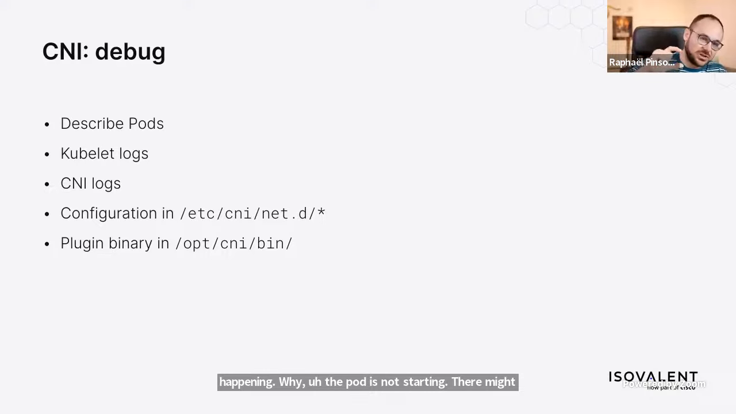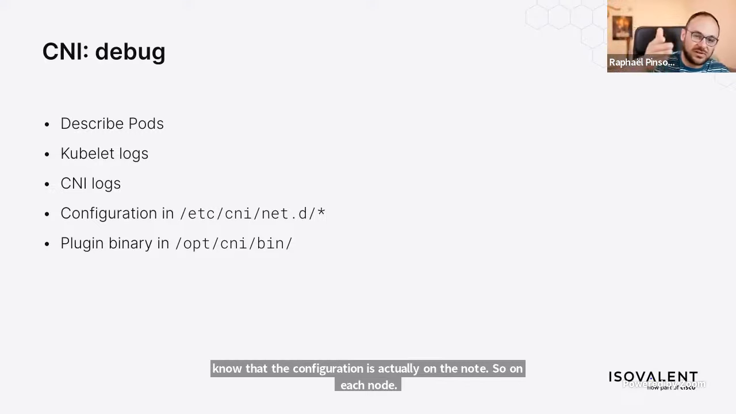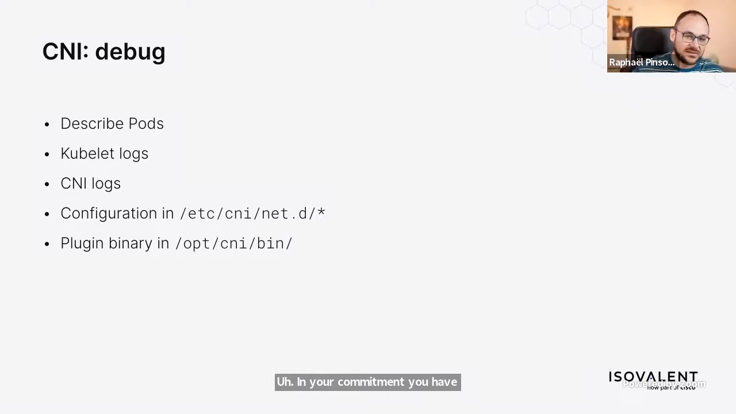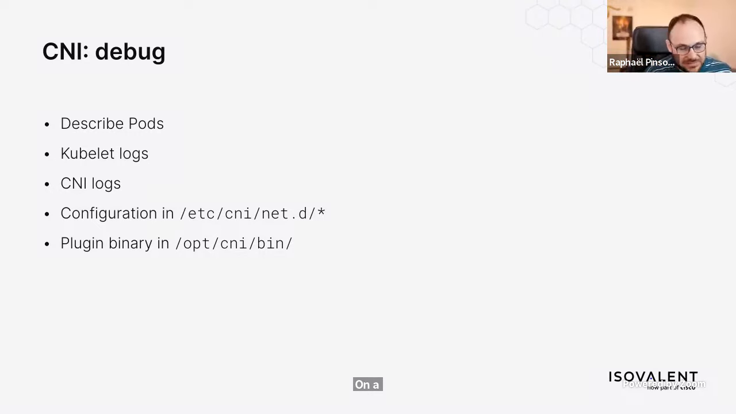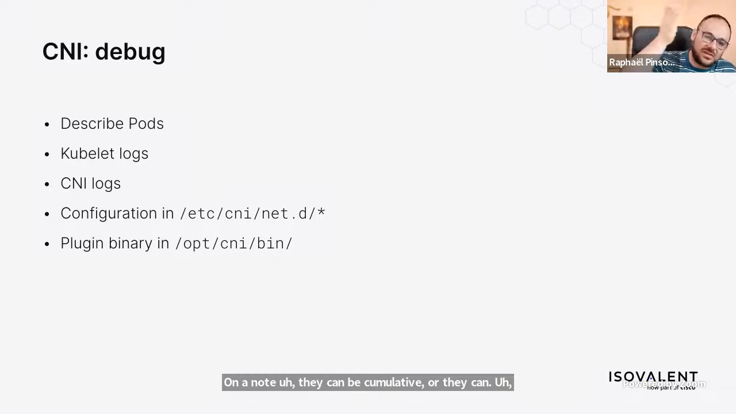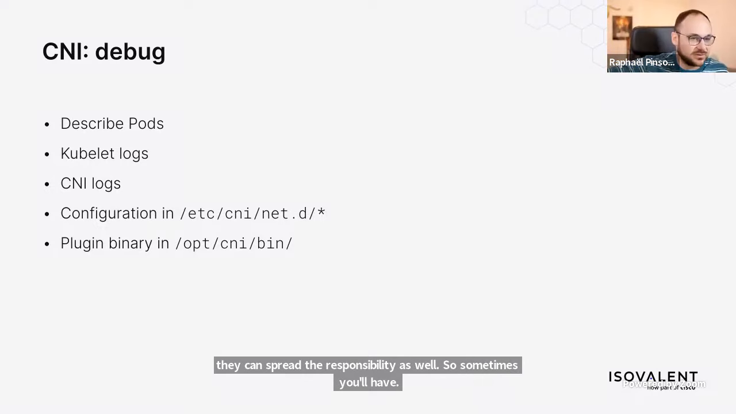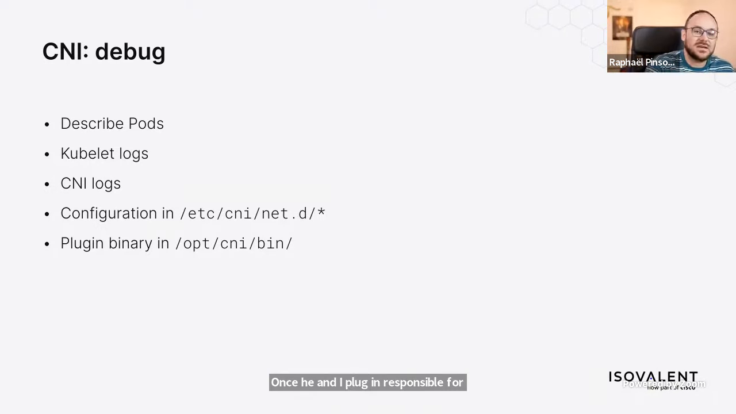There might be more details of what is going wrong. And know that the configuration is actually on the node. So on each node in your Kubernetes cluster, you have configuration files in etc CNI net.d. And this is what CRI will use to run the different plugins. There might be more than one CNI plugin actually running on a node. They can be cumulative, or they can spread the responsibility as well. So sometimes you'll have one CNI plugin responsible for IPAM and another responsible for routing or for security, for example. And based on this configuration, the CRI will know to call the plugin, and the plugins are located in opt CNI bin on the node.